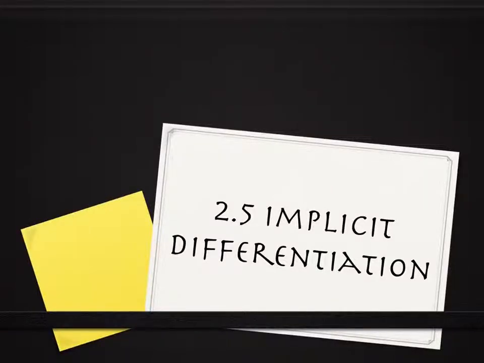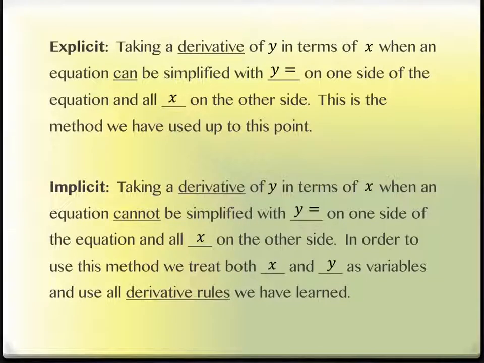All right, 2.5 is titled Implicit Differentiation. So I'd like to tell you that what you have been doing so far is actually called explicit differentiation. So you have been taking a derivative of y, where y is on one side, in terms of x, where all the x's are on the other side, and that's what we've been doing so far. It's called explicit derivatives.